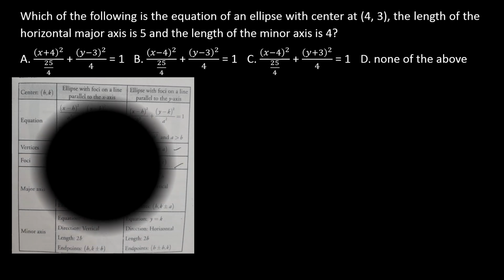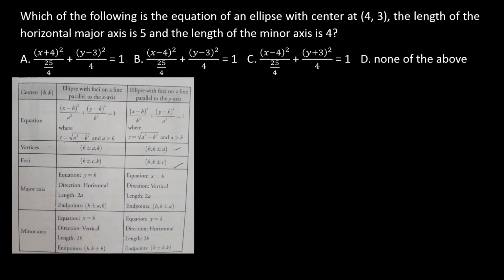Okay, so we have this given table. For the major axis, horizontal, look at the direction for the first one. For the major axis, the direction is horizontal. Meaning the formula for the length is 2a. So 2a now is equal to 5.